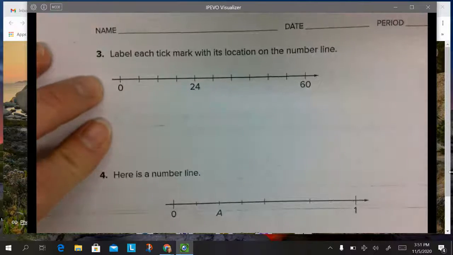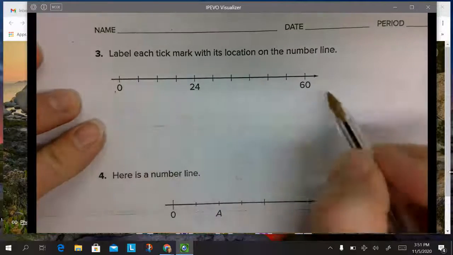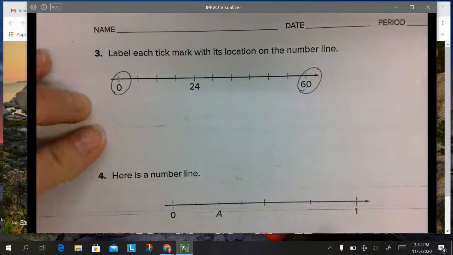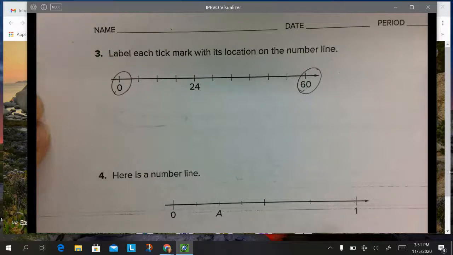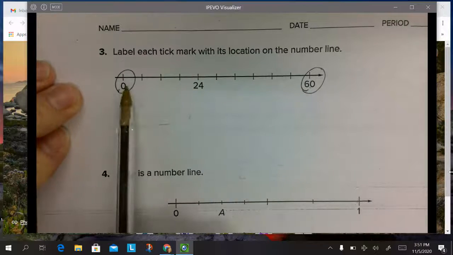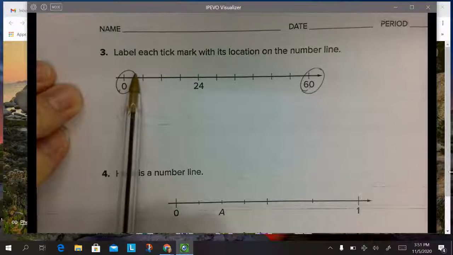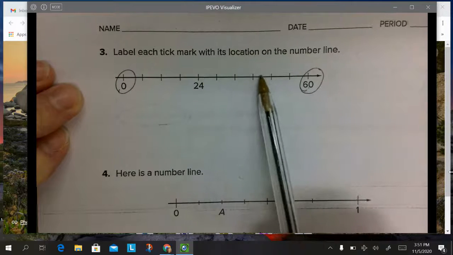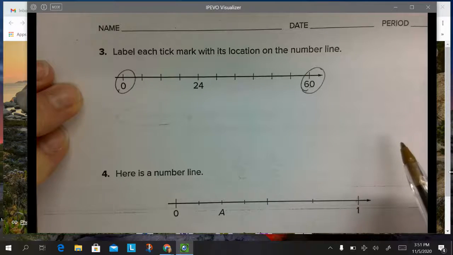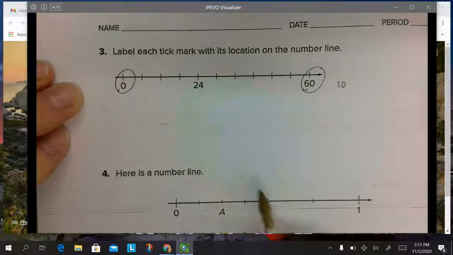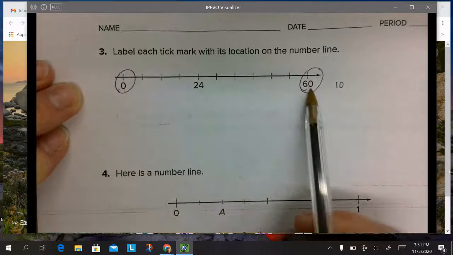All right, here's the second page. It says label each tick mark with its location on the number line. Well, if you have 0 and you have 60, you've got a place to start and you've got a place to finish. There's many different ways to do this. One way is to count the spaces from the beginning to the end. So you have 1, 2, 3, 4, 5, 6, 7, 8, 9, 10.